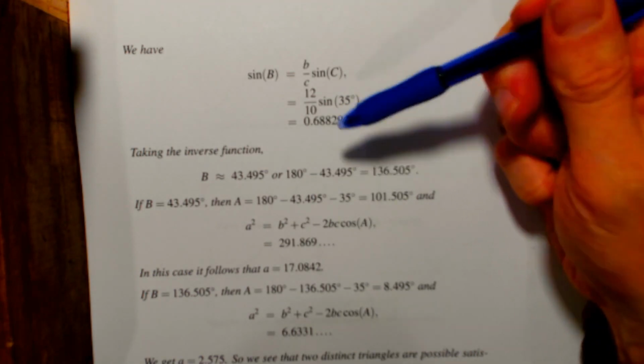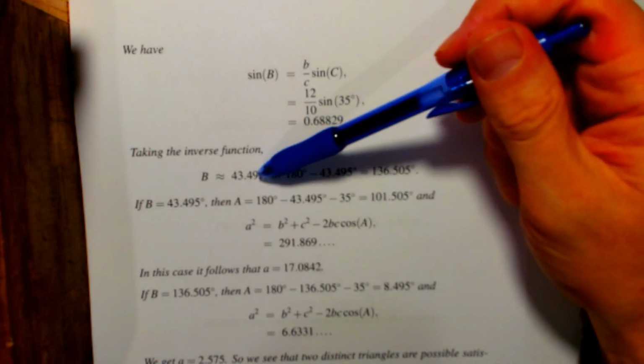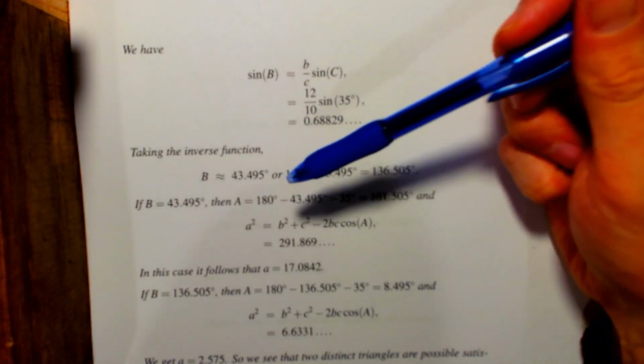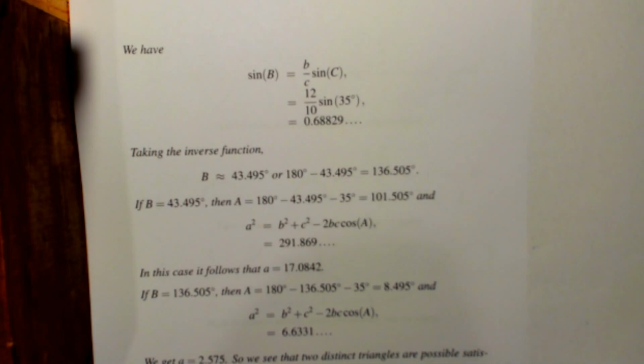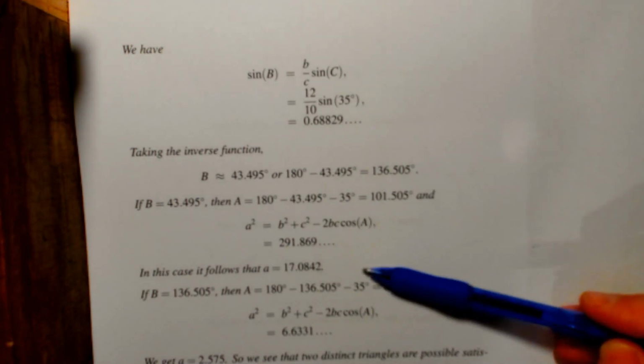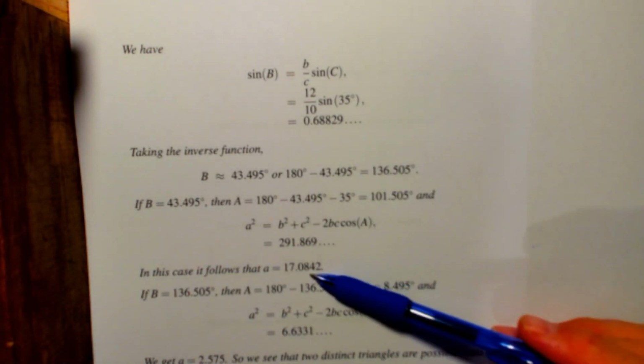0.68829 and so on. Now taking inverse functions, we have 43.495 degrees for B, or 180 minus that, which is 136.505 degrees. So if B is equal to 43.495 degrees, then A would be 180 minus 43.495 minus 35 degrees, which is 101.505 degrees. And then using the cosine rule would give us that lowercase a is 17.0842.